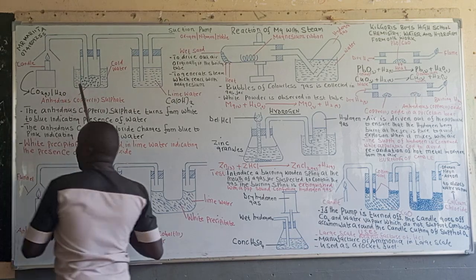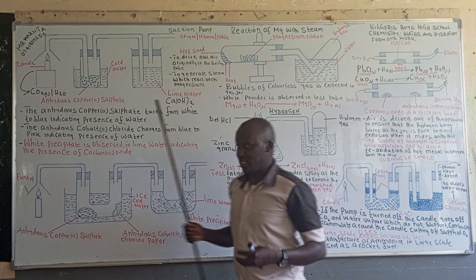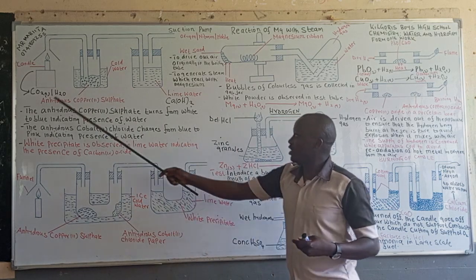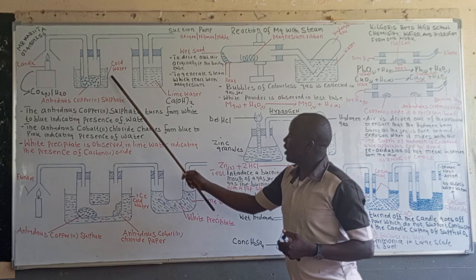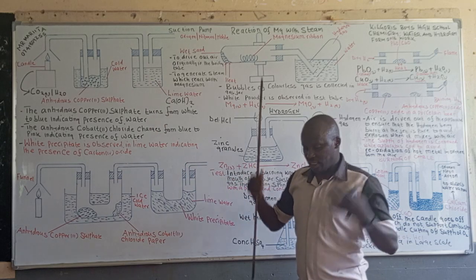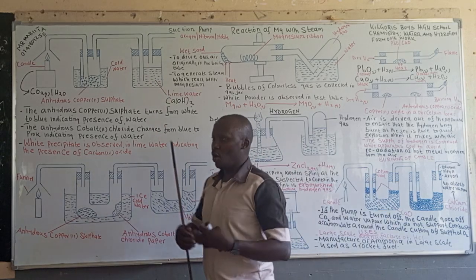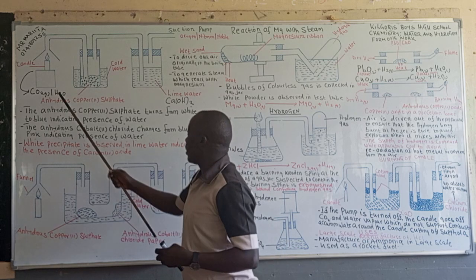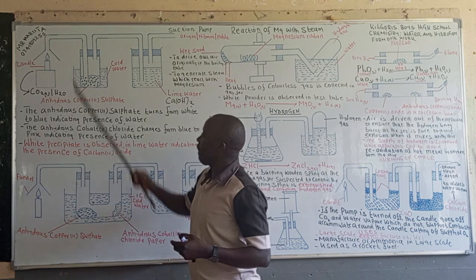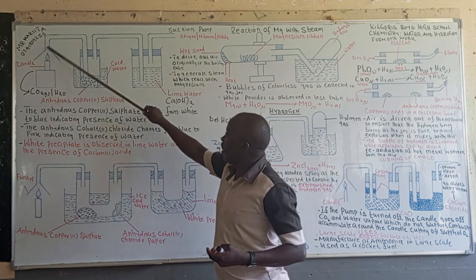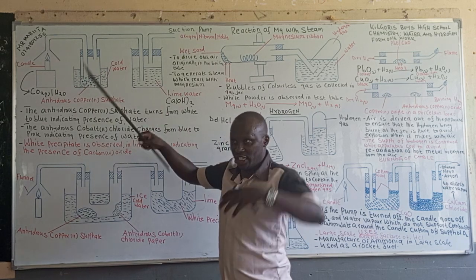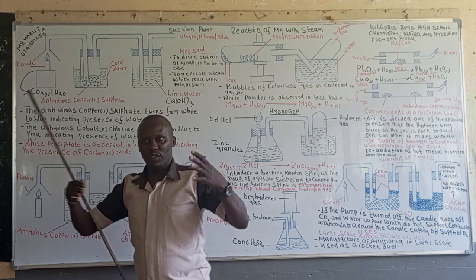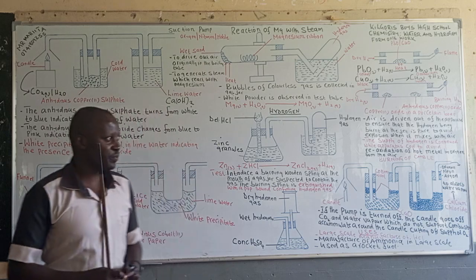As I've said, when a candle burns in air, it produces CO2 and water. So the purpose of this cold water here is just to condense the water vapor, or to condense the steam so that we can have liquid water. Then again you can see there is a funnel shape. What is the purpose of this funnel shape in this experiment?